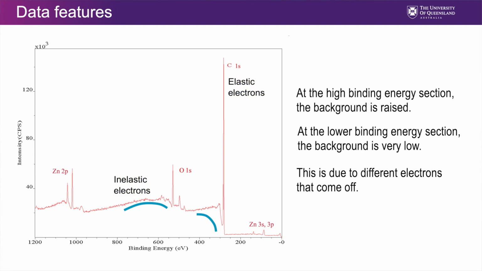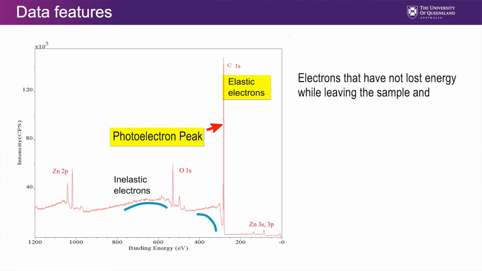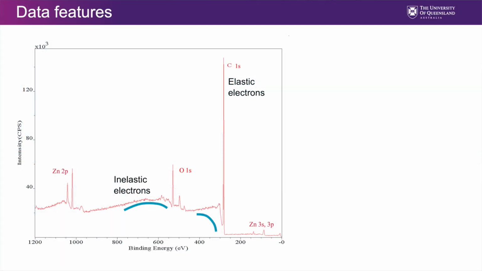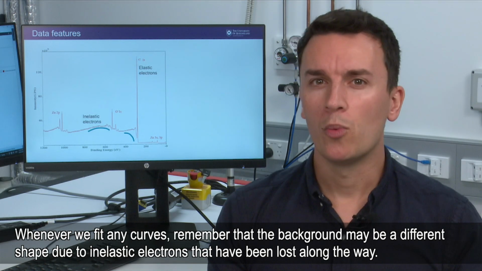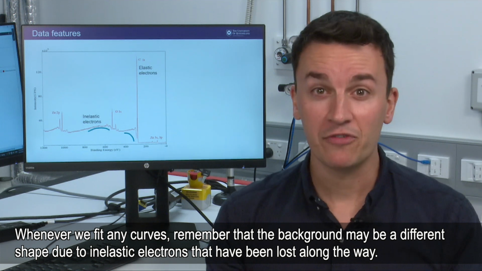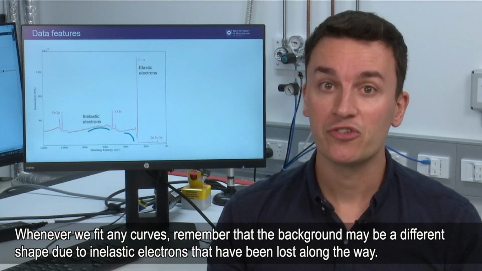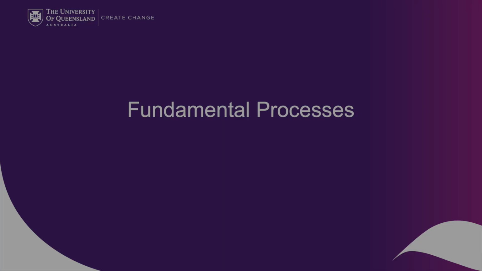When we get a main photoelectron peak, these are caused by elastic electrons, so electrons that haven't lost any energy between leaving the sample and reaching the detector. However, you'll see that there are also inelastic electrons, and basically this is because some of the electrons sadly don't reach the detector, they get lost along the way, and so these just end up in the background. So whenever we fit any curves, we need to bear in mind that the background might be a different shape, and that's due to inelastic electrons that we've lost along the way.